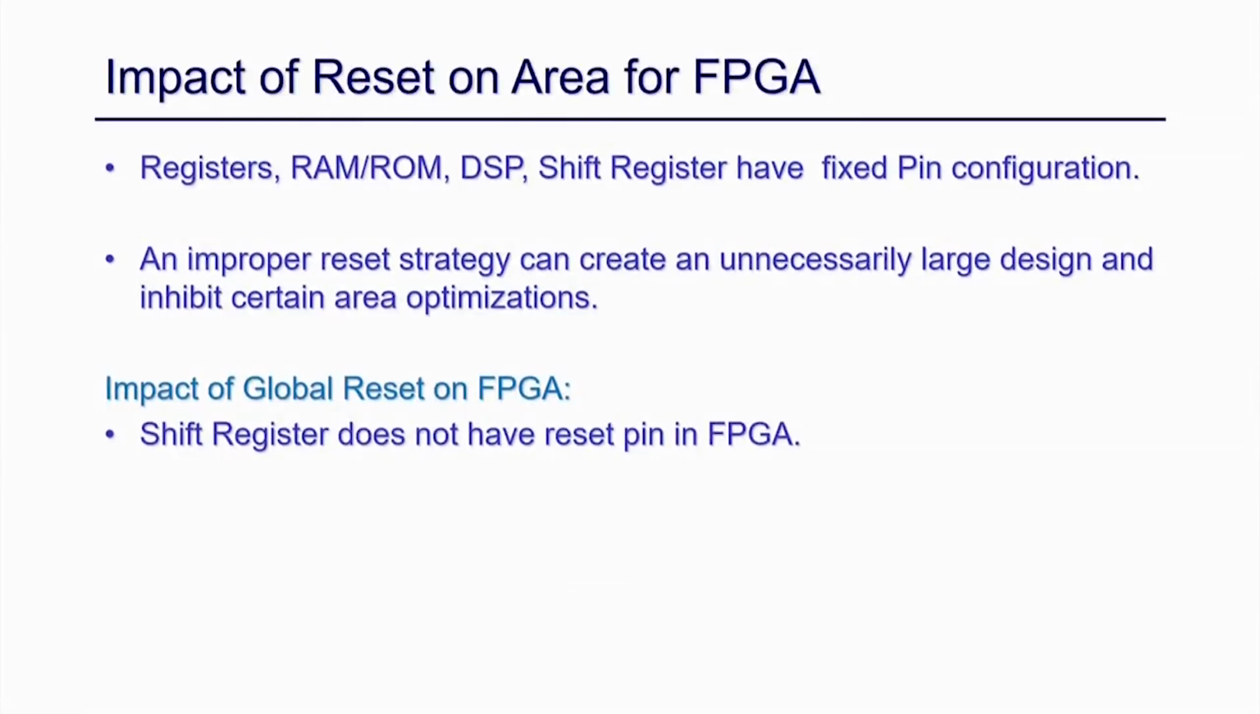Now, I am going to talk about several strategies specifically for FPGA targets. Okay. So, this is the impact of reset on area for FPGA. As you remember, FPGA has a very fixed kind of structure, right. It has a set of CLBs. A CLB is nothing but a configurable logic unit, which consists of LUTs, where you can map any kind of combinational circuit into those lookup table based logic units.